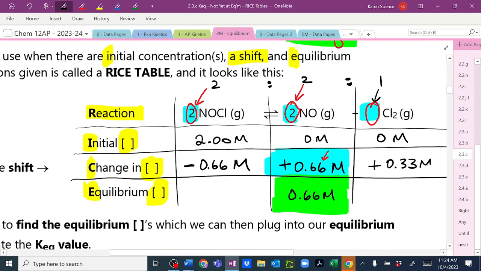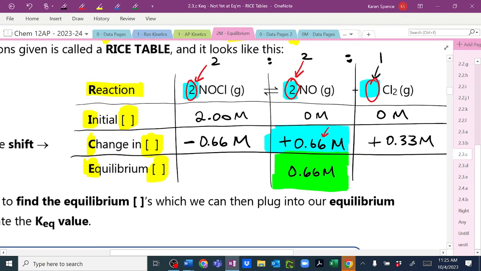0.33. Why is it 0.33? Because it's half, because we have a 1 to 2 ratio. Okay, great. And now we just add or subtract down the column. So 0 plus 0.33 is 0.33. And 2 minus 0.66 is what, 1.34? Did I do that right? Yay, okay.